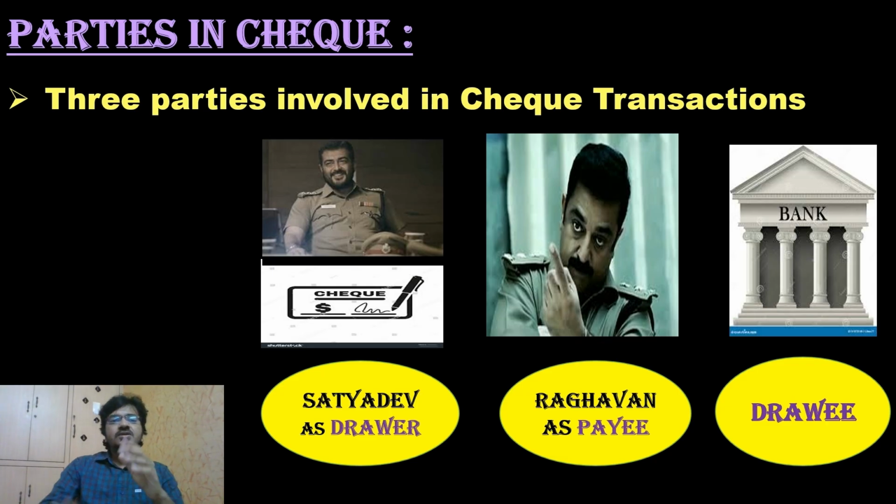Okay. The next thing is, who are all the parties involved in checks? Three parties are involved in checks. First one is the drawer. Drawer means one who writes the check, or payment initiator, we can say. And the next one is the payee. Payee means payment receiver. And the next one is the drawee. Drawee is nothing but a bank. Here in this example you can see Mr. Satyadev as a drawer. He is writing a check to Raghavan, the payee. Here Raghavan is the payee, and Raghavan will go to the bank, that is the drawee. So these three are the parties involved in any check transactions.